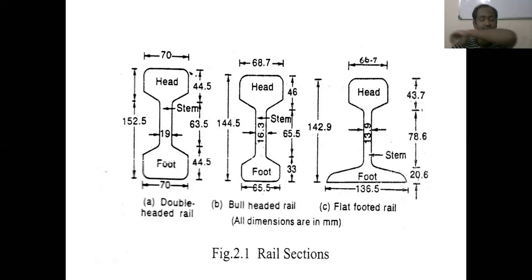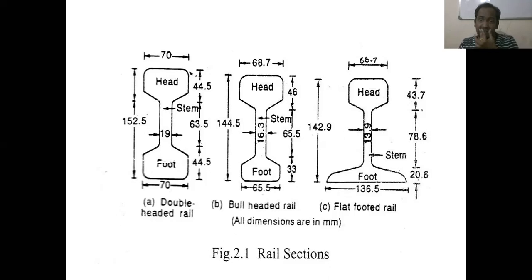mm, and the stem width will be 19 mm, and the head width will be 70 mm, and their heights also given here. 44.5 is the height of the head, and 44.5 is the height of the foot, and 63.5 mm is the height of the stem in case of double-headed rail.